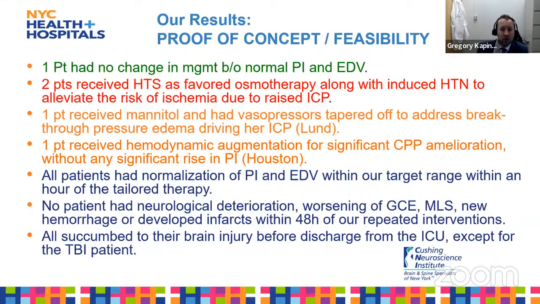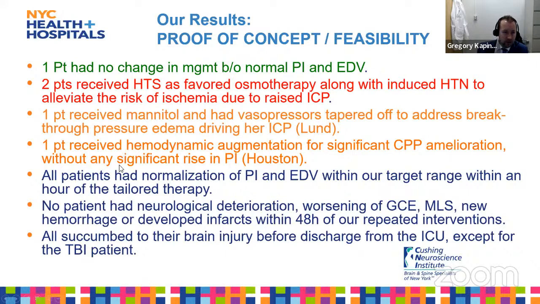And one patient was in the category of having poor perfusion, and I elevated the perfusion without raising the ICP. All patients had normalization of my parameters with a trend over hours within our target range, thanks to the tailored therapy that they deployed to them, and no patient had a neurological worsening. I think using that was still judicious, and at least it was feasible and not harmful.